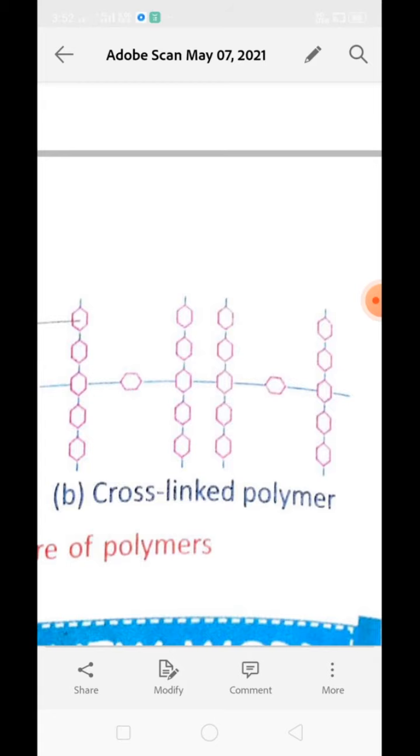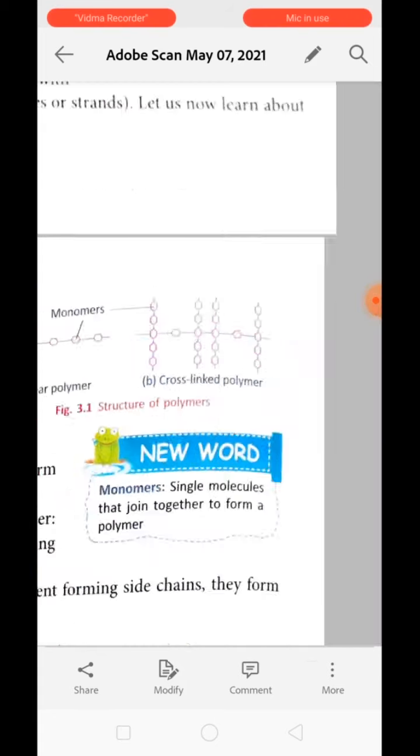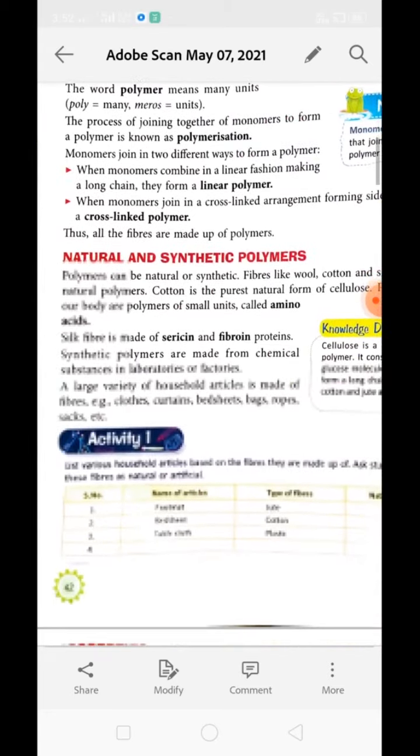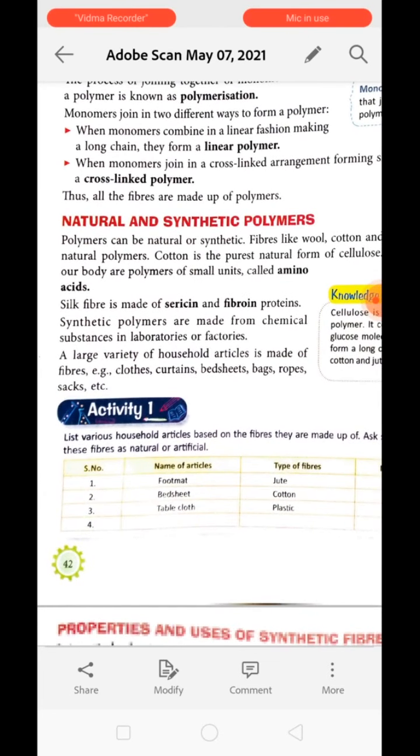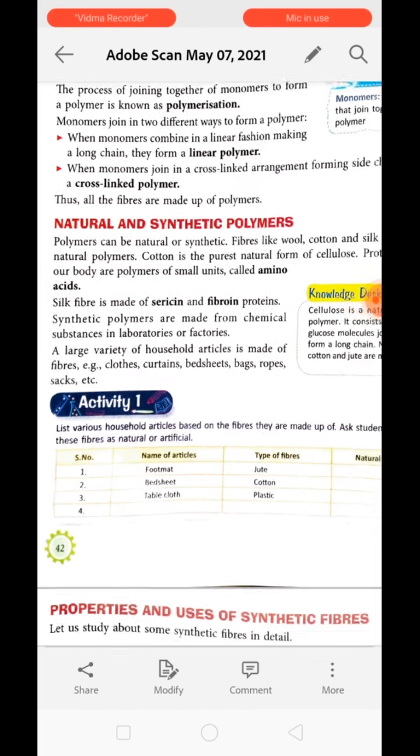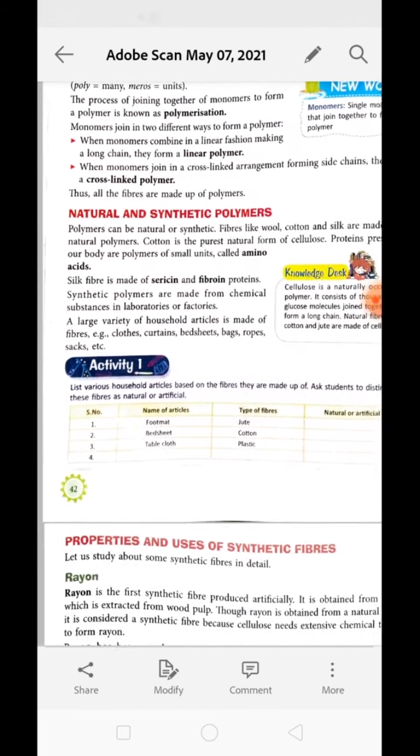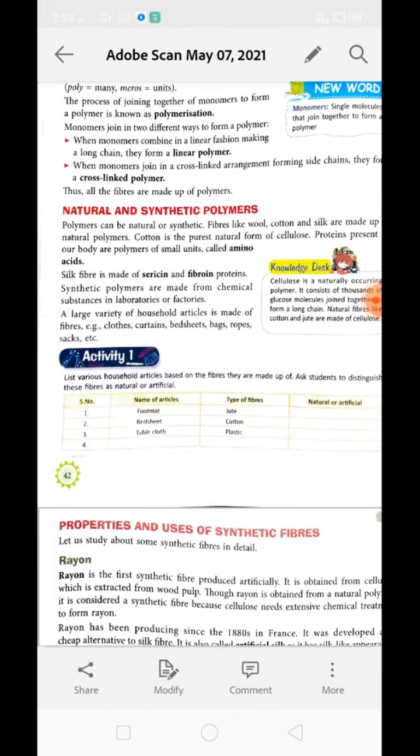Okay class, now the next topic is natural and synthetic polymer. Polymers can be natural or synthetic. If we are getting the polymers from plant and animal sources, for example wool, cotton, silk, then it is said to be a natural polymer. If we are synthesizing it in a chemical factory or laboratory, then they are said to be artificial or synthetic polymers. Understood?